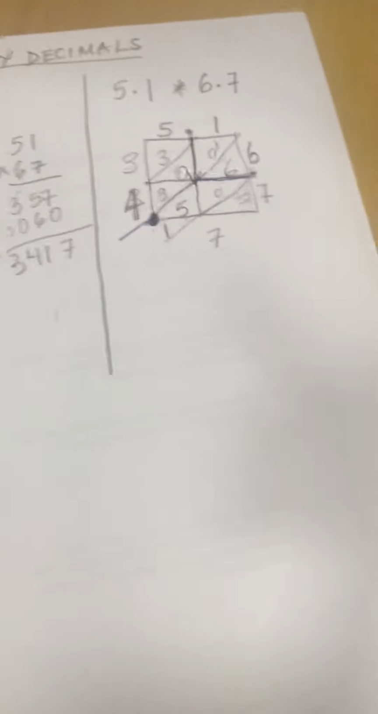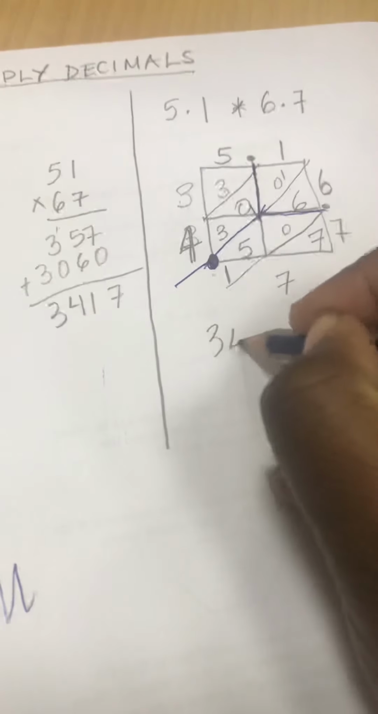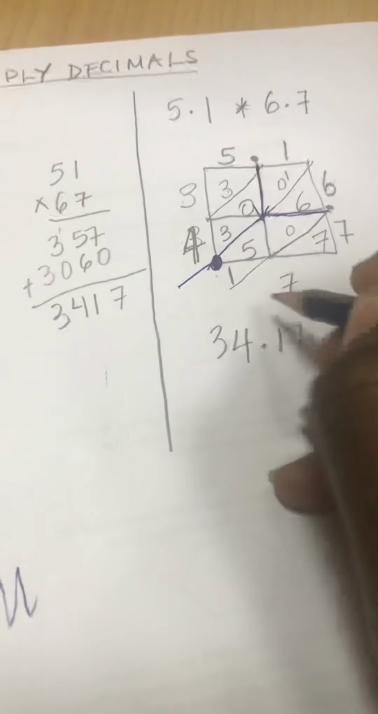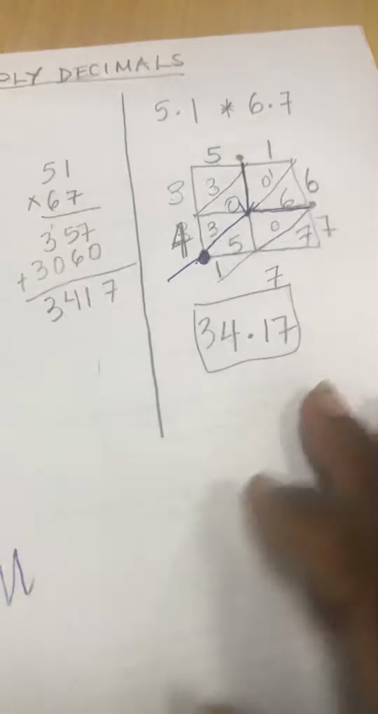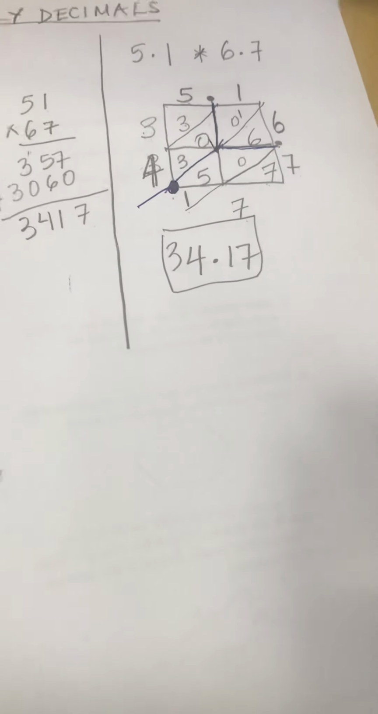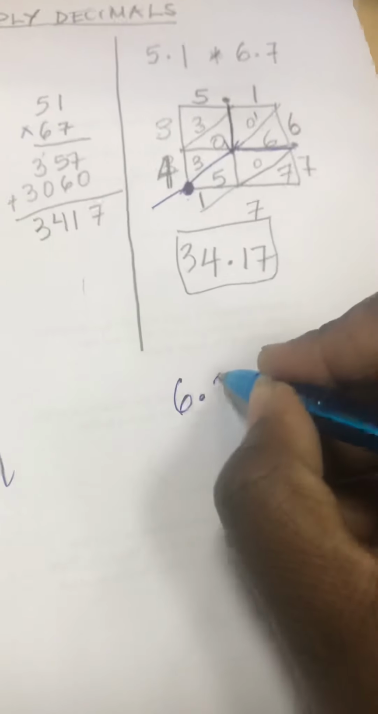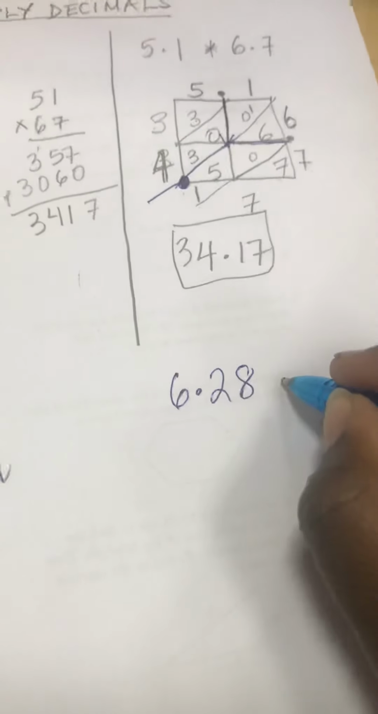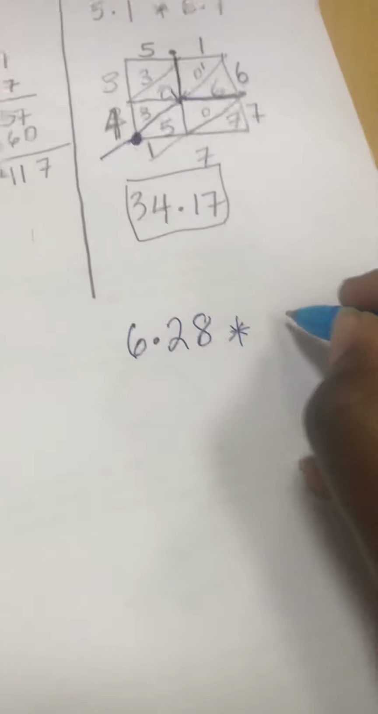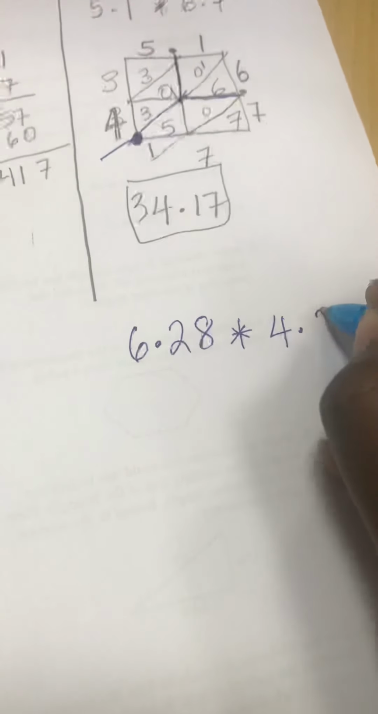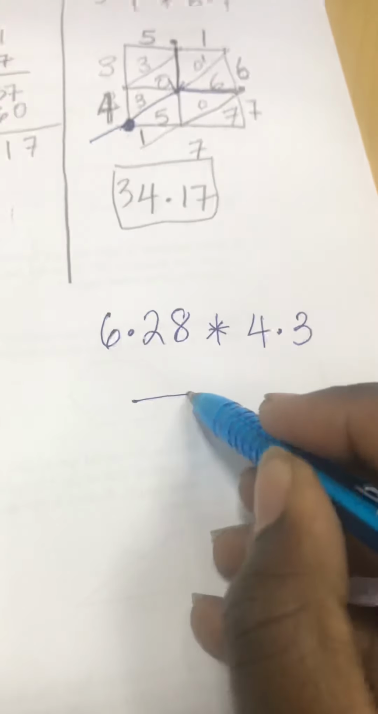And then 3. So now, here is your answer, 34.17, which we got here. So 34.17. Let's do another example. Let's do when there's two decimals. So if this is my question, 6.28, and I am multiplying 4.3. Okay, so I will draw.